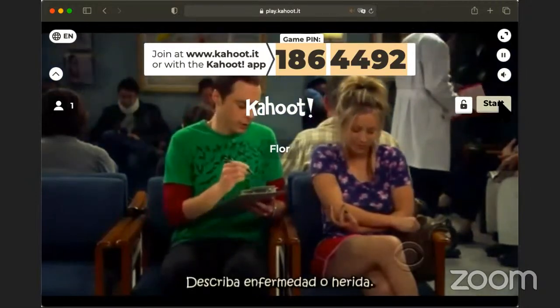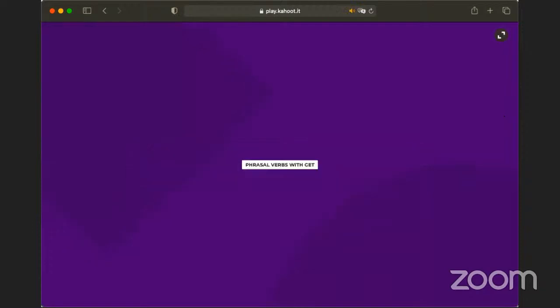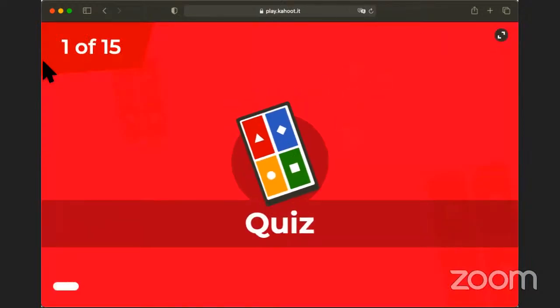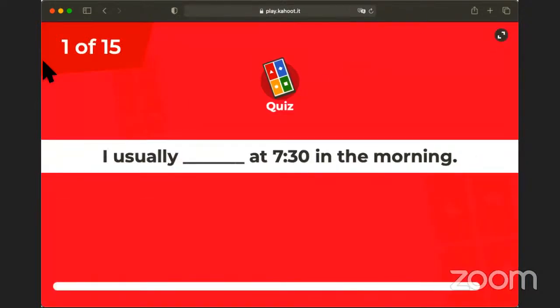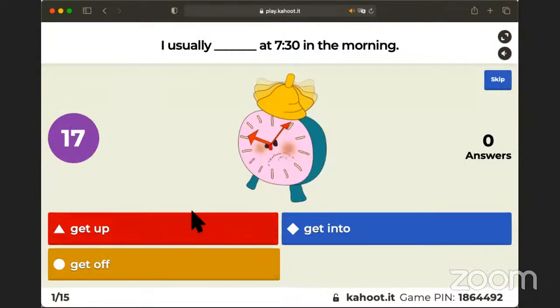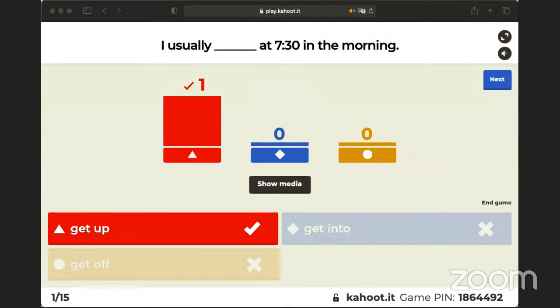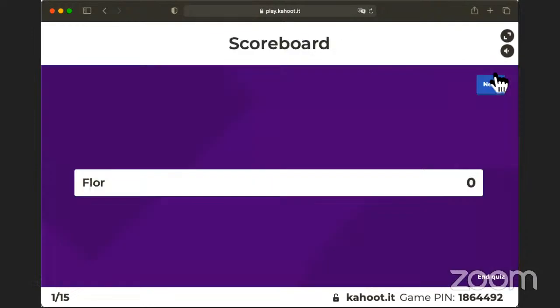Okay, so we're going to see phrasal verbs with get. I usually get up, get into, get off at 7:30 in the morning. All right. No, sorry, I lost it. No, one second, please. Yes, get up, no? It's a combination of get with another word. It has a meaning. To get up.